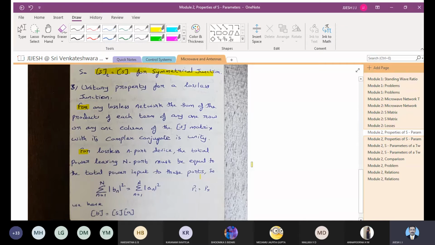We have been discussing property 1 and property 2, and now we are going to see the third property, that is the unitary property for a lossless junction. You can just underline this. You know that any network you take will have ports. The minimum is 2 ports, and you may have multiple ports as well. Some may have 5 to 6 input ports and some output ports. So we define an n-port network, and we are going to see how a lossless junction works for us.